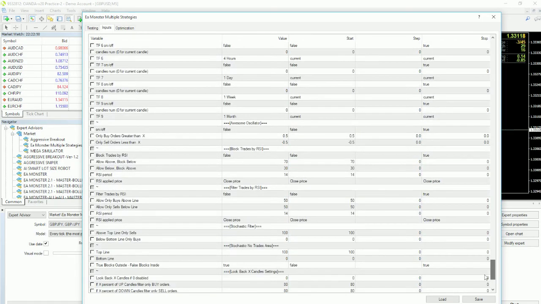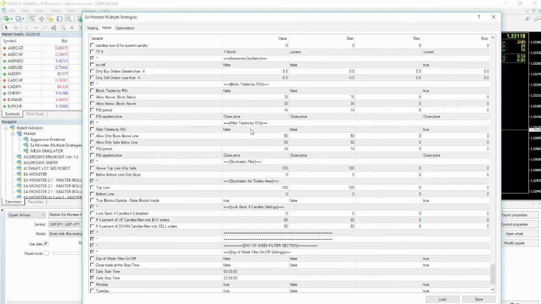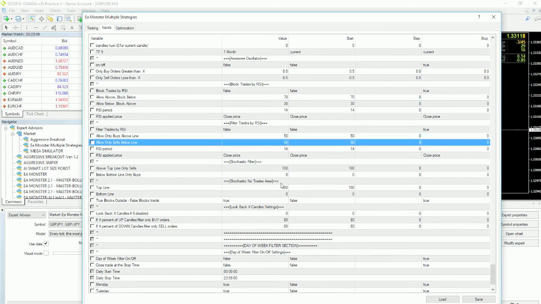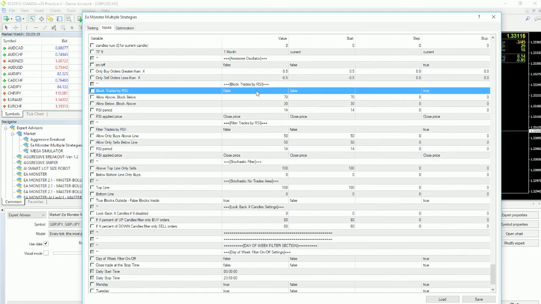Unless you're trying to look for a market that is overbought or oversold. If you're using overbought or oversold, you can do this. You can change allow buys above. I'm sorry, hold on a second. I'm confusing myself here. No, I'm sorry, just leave it at 50-50. You can play with it, but like I said, it has to be used with this block trades feature.